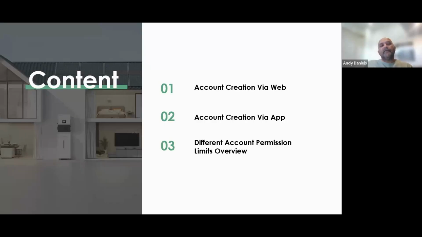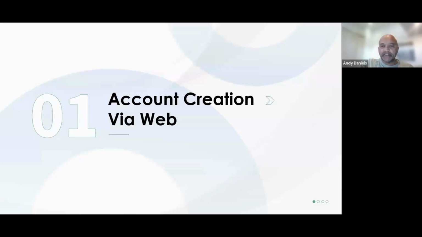For the North American market, the two popular products that we're doing are the LXP 12, which is a split phase machine, as well as the eco hybrids. So today, for those of you who have already started selling them, and for those of you who are new to LuxPower, I'll be going through how you go about creating an account via the web. We will also look at an overview of how you do this via the app, and then we will look at the different account permission limits, and we'll just do that via an overview. So without further ado, let's get going.